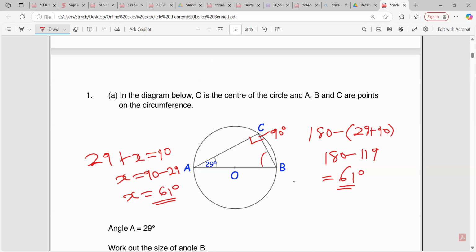And of course, you have to put down the reason. So there are two reasons. Angle in a semicircle, that's one. Angles in a triangle sum to 180 degrees. So make sure we have those reasons, guys. Angles in a triangle sum to 180, and then angle in a semicircle.